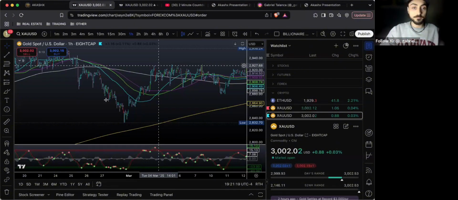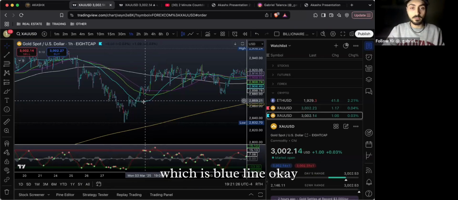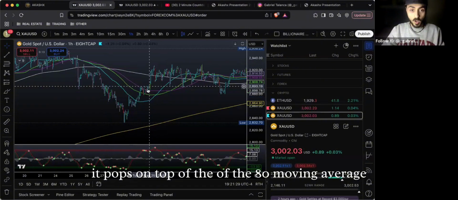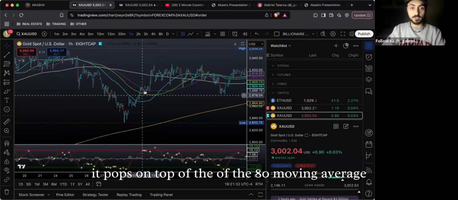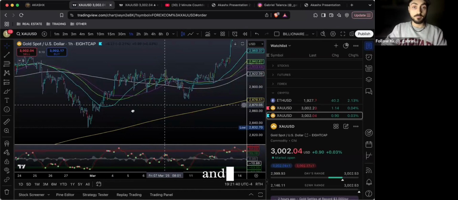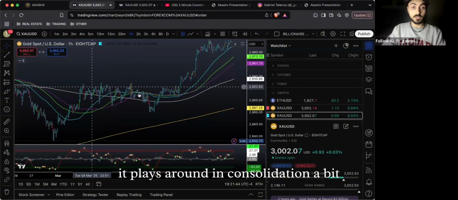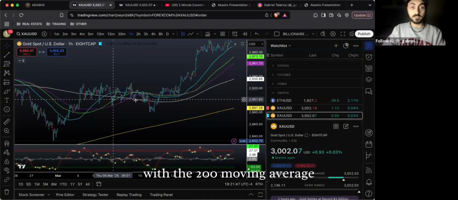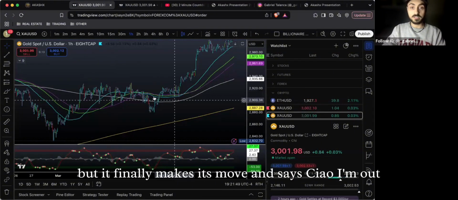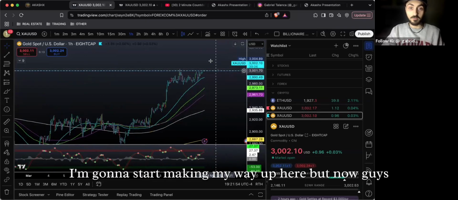So as we can see here, it breaks through the 50 moving average, which is this blue line. It pops on top of the 80 moving average, and then it stays on top again of the 100 moving average. And then it plays around in consolidation a bit with the 200 moving average, but it finally makes its move and says, ciao, I'm out. I'm going to start making my way up here.